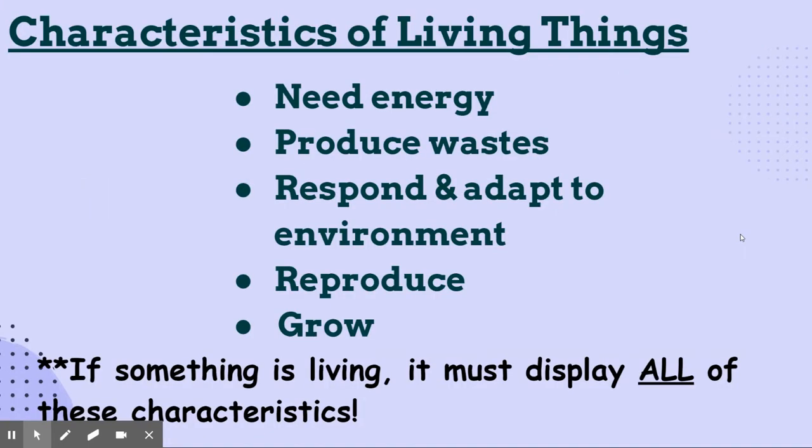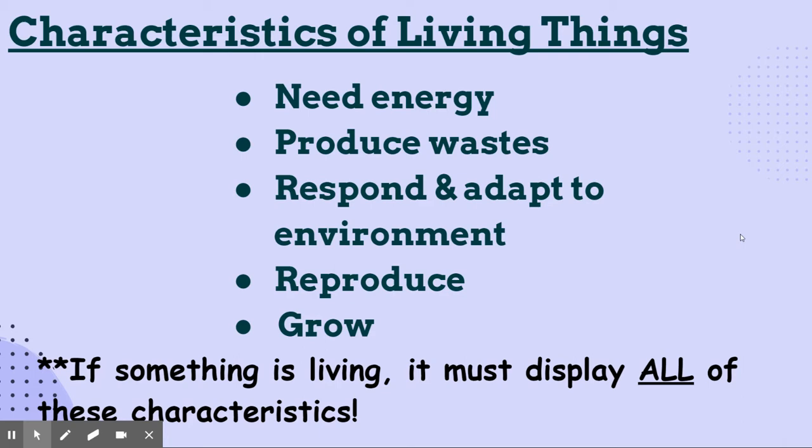Well, if you were thinking about these 5 things, you are correct. Characteristics of living things. There are 5 things that are really important, and this is what defines if something is alive. It needs to make or obtain energy, some shape or form of energy. It has to be able to produce wastes. So it has to be able to produce and remove those wastes.